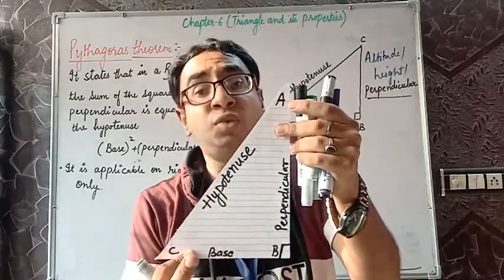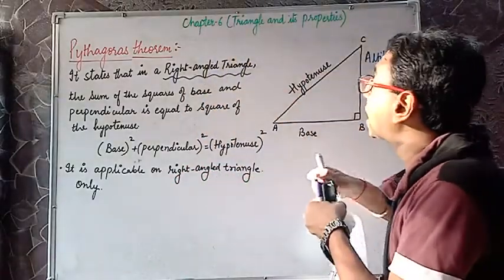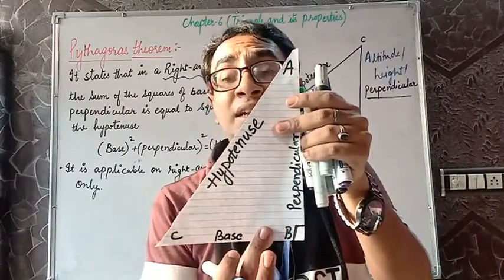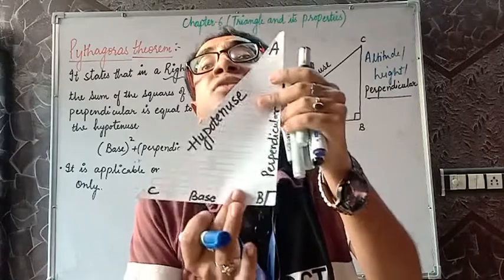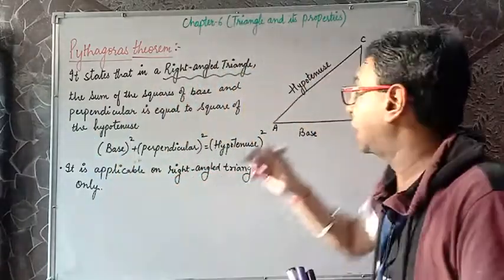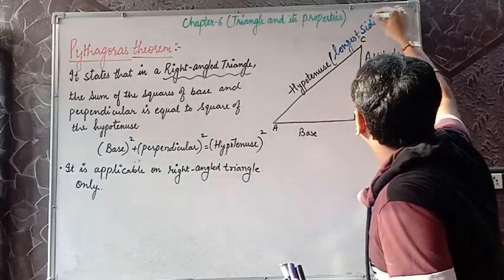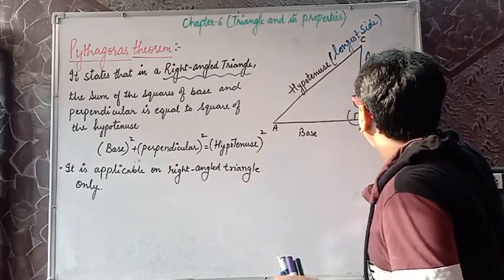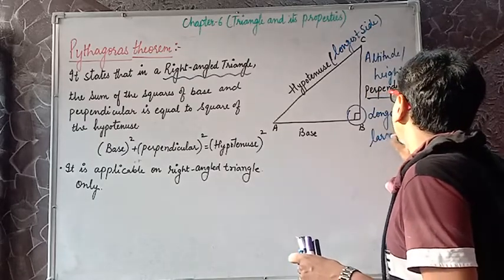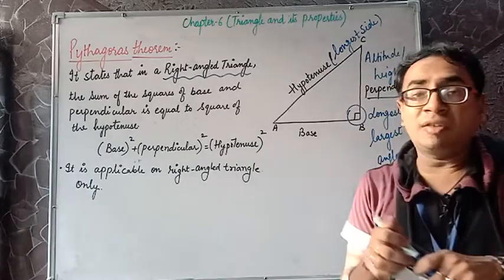Are we clear? It has three sides: base, perpendicular, and hypotenuse, and the hypotenuse is the longest side. Do you remember why? Because 90 degrees is the largest angle in the right angle triangle, and the side opposite to the largest angle is always the longest. That is why the hypotenuse is always the longest side. It is opposite to the largest angle, which is 90 degrees. Clear? This is what a right angle triangle is.